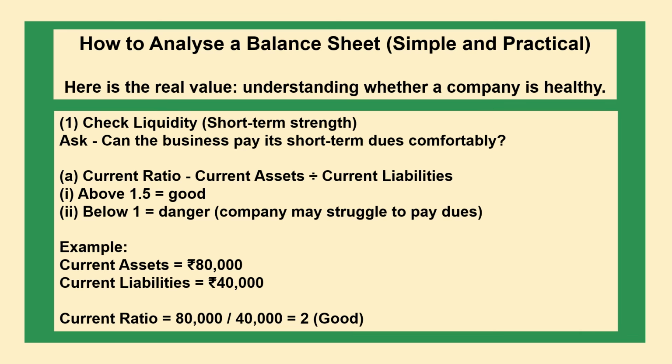Company may struggle to pay dues. Example: current assets is rupees 80,000, current liabilities is rupees 40,000. Current ratio is 2, so it is good.